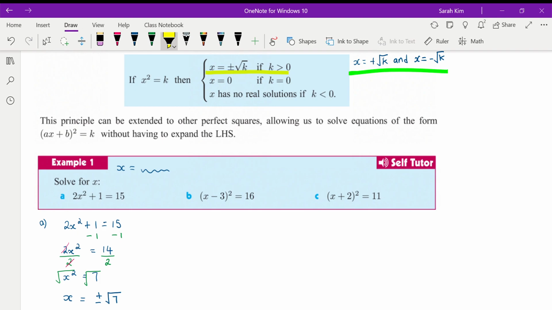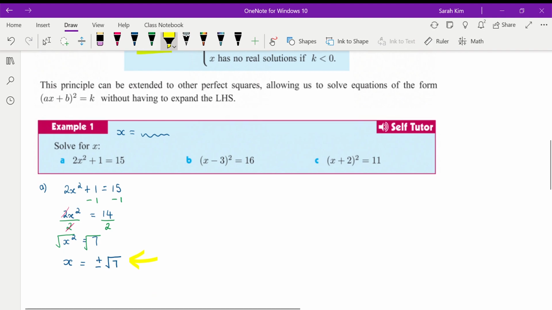My k value, x squared equals k, it looked like, I know it's got a bit messy because I put a square root over it, was a positive number. So because k was positive, this should be what my answer looks like. So I should be able to have exactly the same: plus or minus square root k, plus or minus square root 7. Brilliant. So that is my answer.